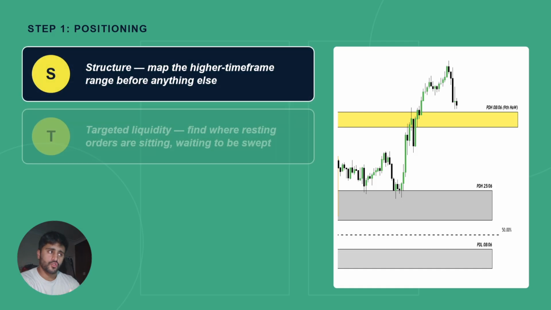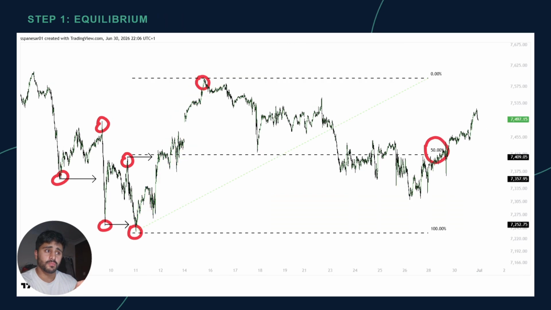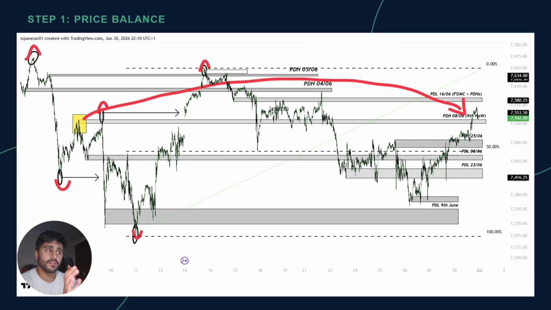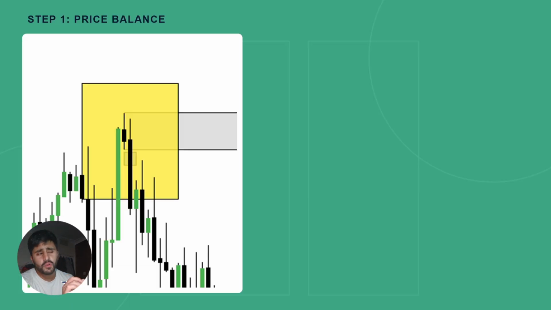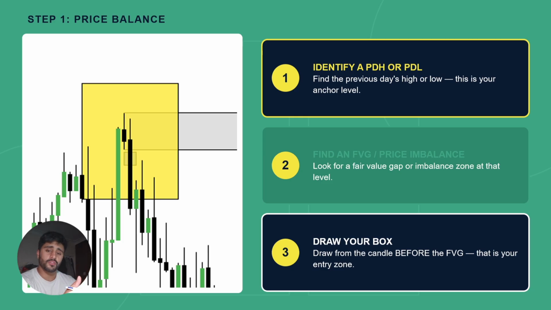So: structure, targeted liquidity, equilibrium, price imbalance. We go from a relatively naked chart to a chart that looks packed full of key levels. Your chart wants to look something like that, where you apply this STEP: structure, targeted liquidity, equilibrium, and price imbalance. You want to use all 4 steps to identify which key level to trade from. Then we went over the price imbalance steps: previous day high or low, price imbalance, and then draw the box. It's important that you use the candle before the fair value gap to help you find the best key level.